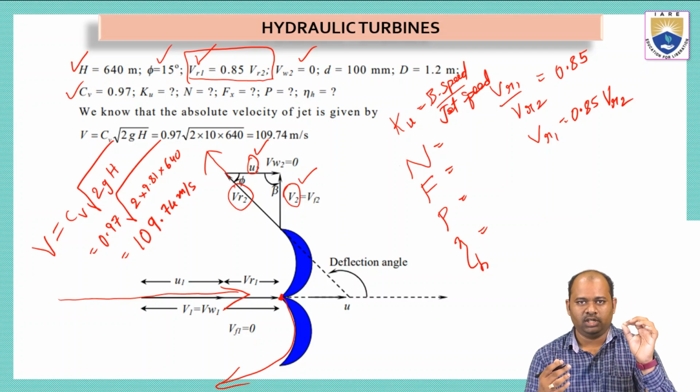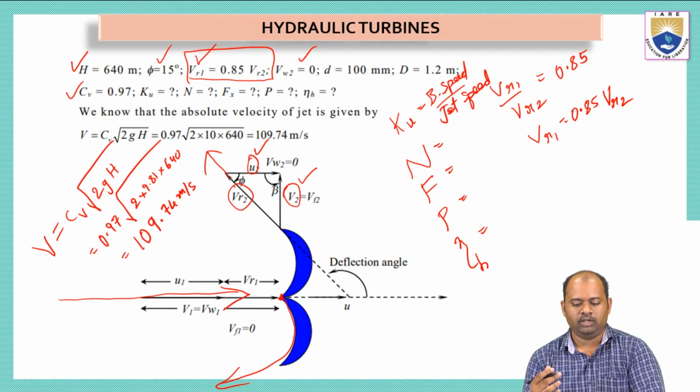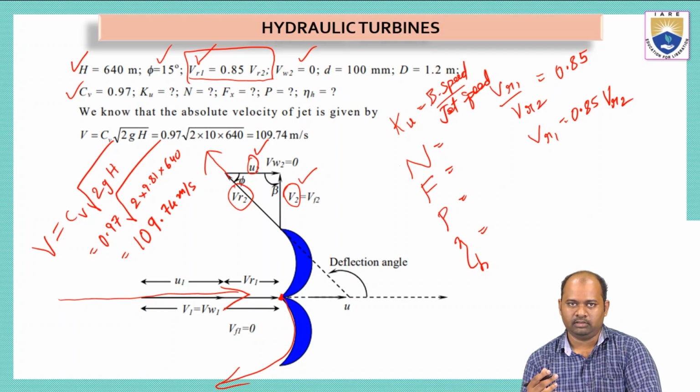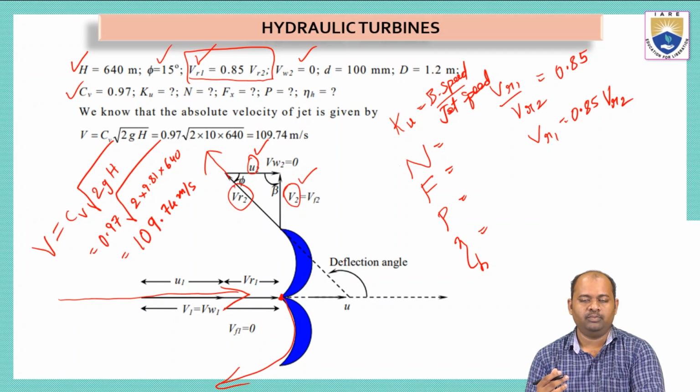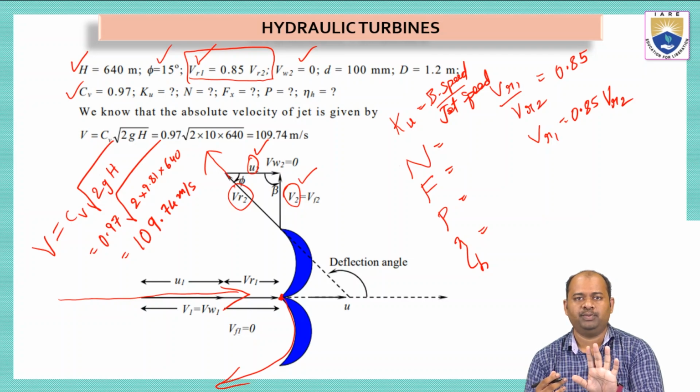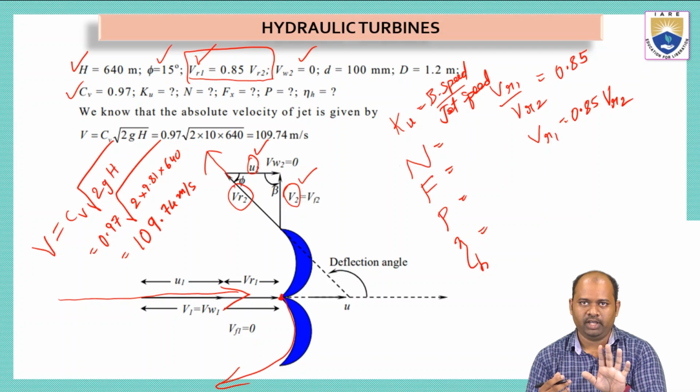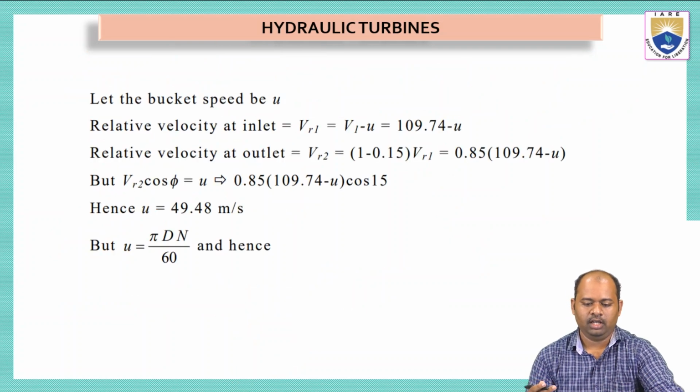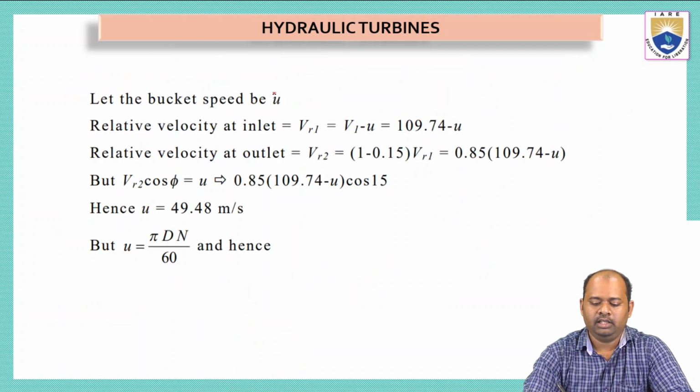Water will be coming from a nozzle and it will touch the blade at the center. When we calculate this velocity, it comes to a value of 109.74 meters per second. So far we have calculated the velocity. Now let us take the speed of the bucket as U. So U is the speed of the bucket.